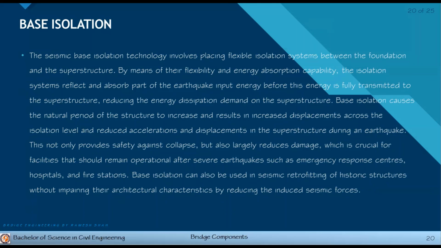So base isolation can be used in seismic retrofitting of historic structures without impairing their architectural characteristics by reducing the induced seismic forces. So basically, base isolation is to protect the building against the damage caused by earthquakes.